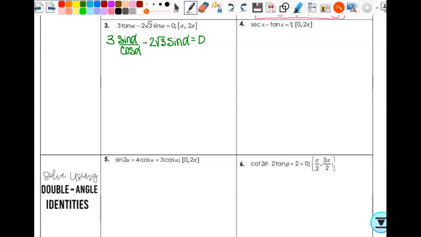All right, so now I have 2 terms that are combined and set equal to 0. Is there a GCF that I can factor out? Sine. I can factor out the sine of alpha. Multiply that times 3 times 1 over cosine alpha minus 2 square roots of 3, and that equals 0.